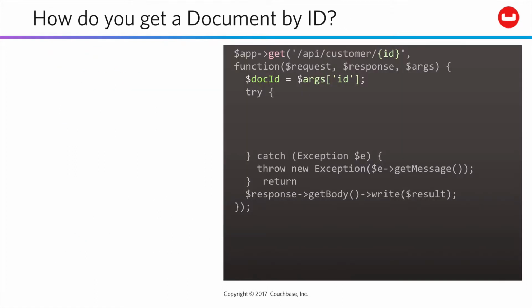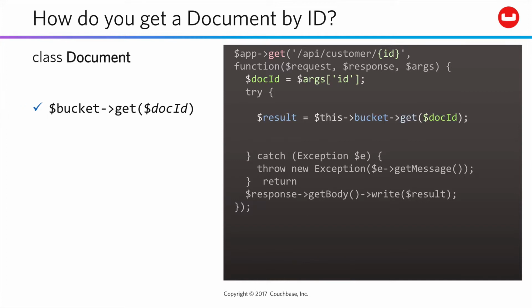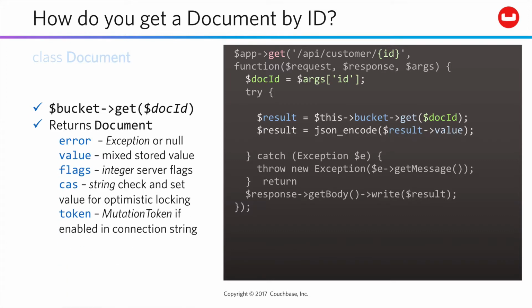To get a document by ID, that's pretty straightforward. Your own code is going to get the ID from the client, pass it to the get method, and what you get back is a document object. This document exposes properties: error, value, flags, CAS or check and set, and token. Now, how these values are populated will depend on the particular operation in use, and we'll return to this concept a few times in the lessons ahead.